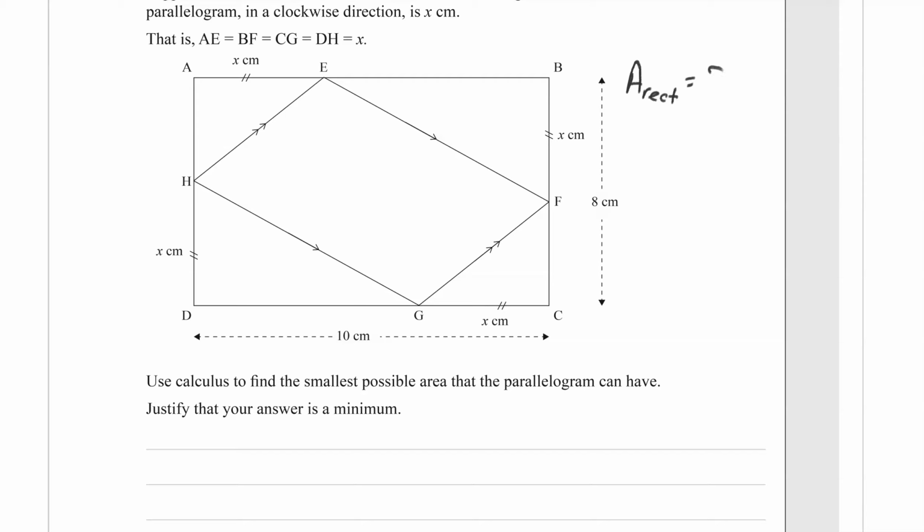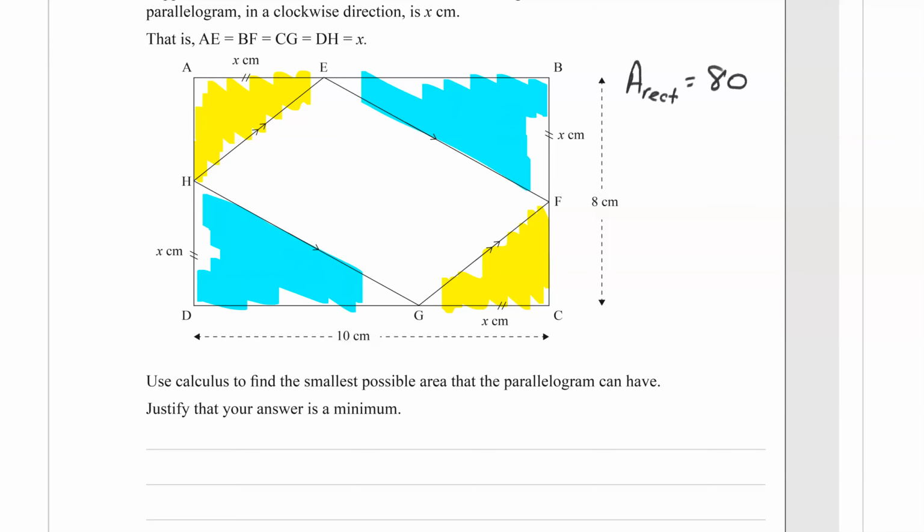is 80, because 10 times 8 is 80. And I've got 4 triangles. And remember, this triangle over here is the same as that triangle over there. And this triangle over here is the same as this triangle over here. So I can just subtract off these triangles.